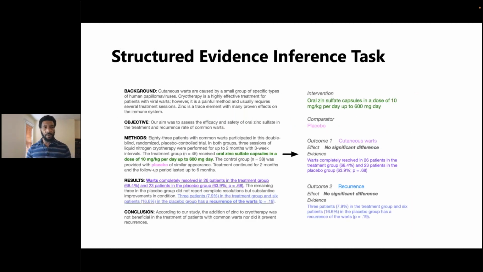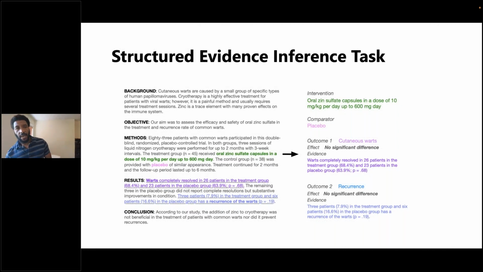Here's an example of an abstract and the extracted information. So the intervention was these oral zinc sulfide capsules. The comparator was placebo. And there are two outcomes being discussed here. One is cutaneous warts. The other is recurrence of cutaneous warts. And we can see that the proposed intervention had no significant difference on these outcomes.